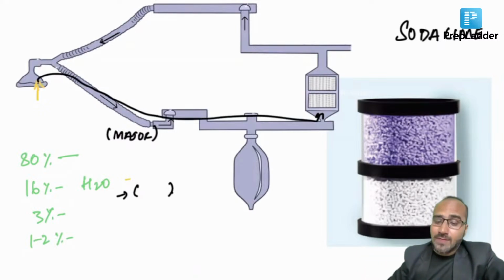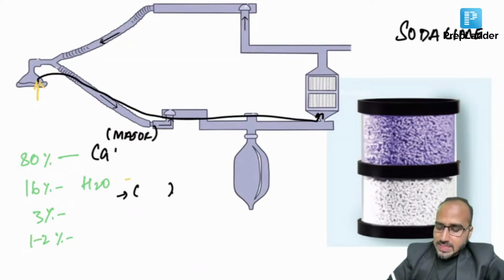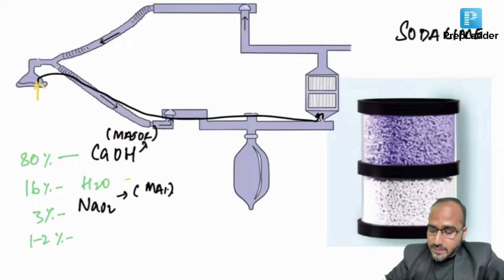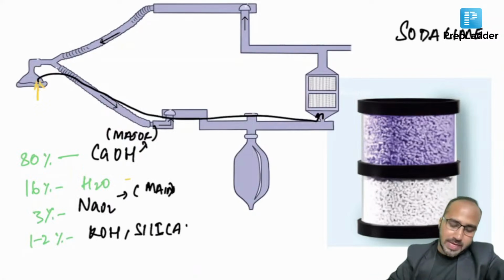What is soda lime made up of? 80% of it is calcium hydroxide, which is the major component, 16% water, and 3% sodium hydroxide, which is the main component without which it cannot be formed. And 1 to 2% is potassium hydroxide and silica. Silica is added just to improve the hardness of the soda lime granules.